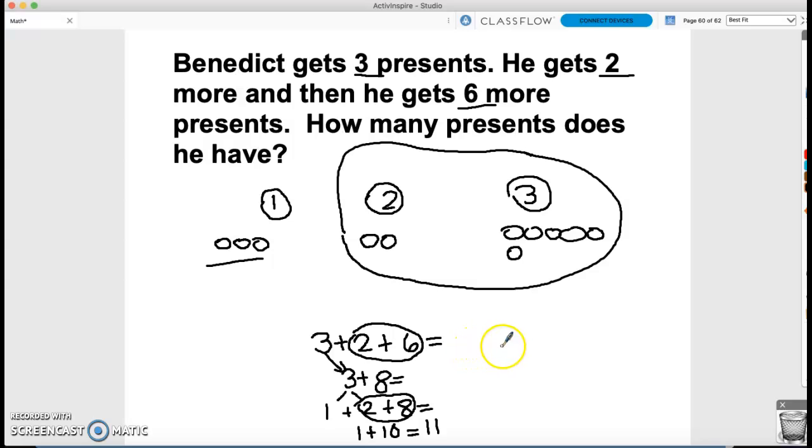So now I need to answer that. He has 11 presents. And I'm not just going to guess. I'm going to go up to the top and I'm going to see what it asks. And I'm going to actually look for the word and write it correctly. Because most word problems, I don't have to guess at answering. It usually tells me and gives me the words for my answer.